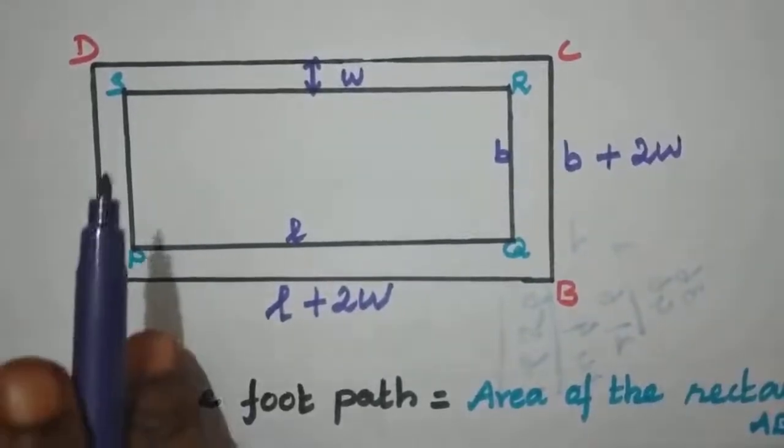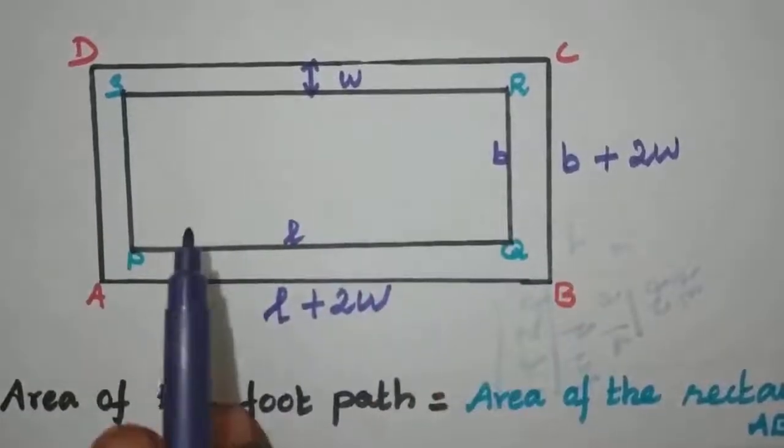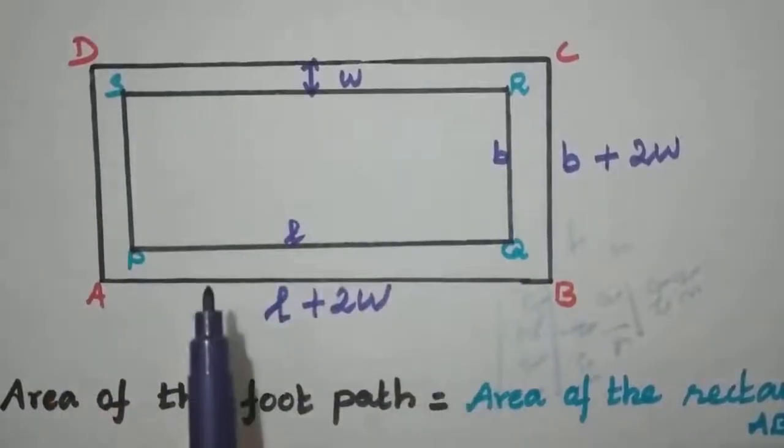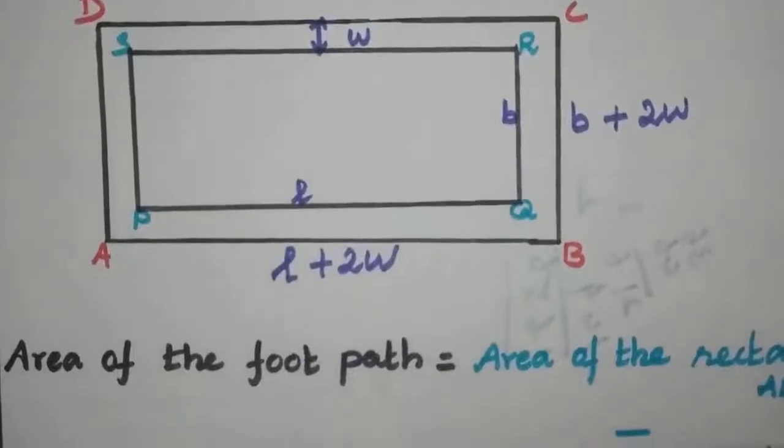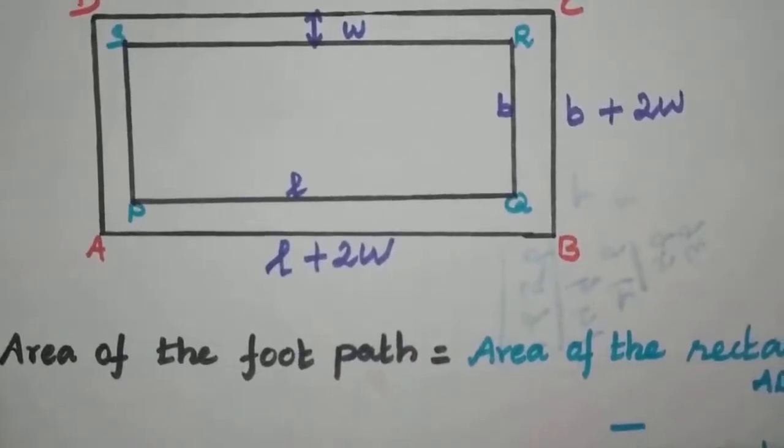So the area of the outer rectangle minus area of the inner rectangle is the area of the footpath. Is it clear, children? Yes.